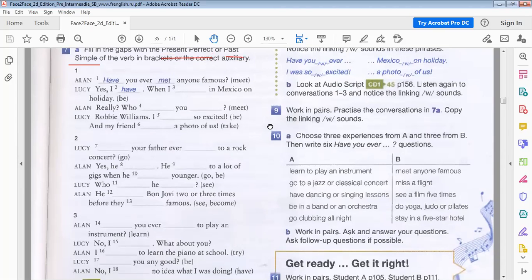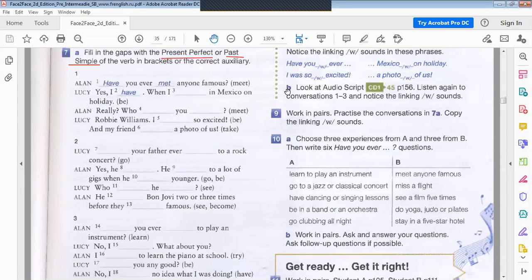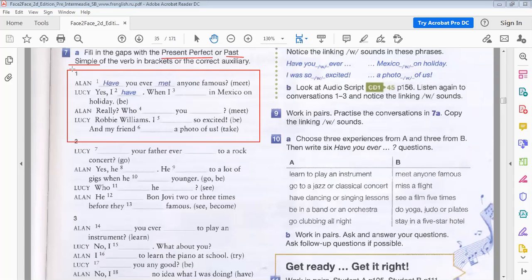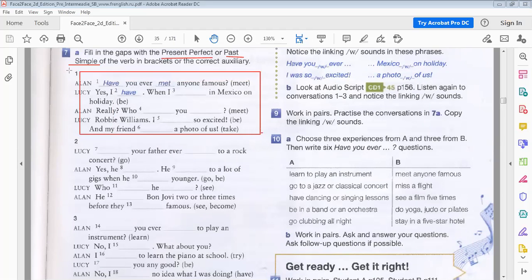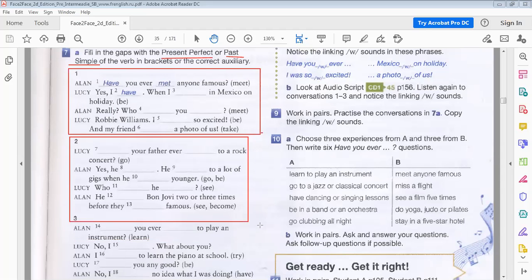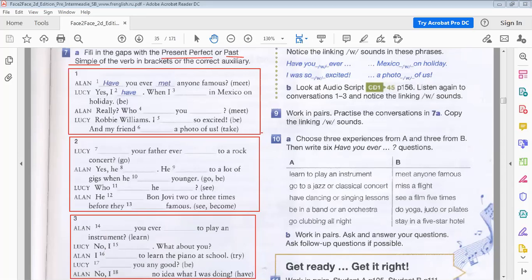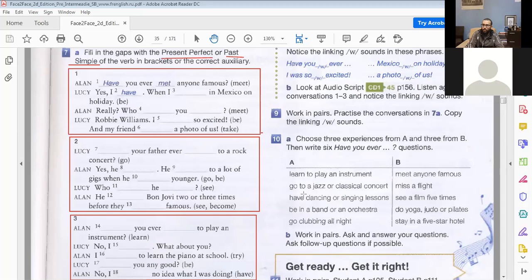All right? So let me show you the 3 conversations we have. So these are the 3 conversations. We have conversation number 1 with Alan and Lucy, and then Alan and Lucy in conversation number 2, and then Alan and Lucy in conversation number 3. So I want you to take some time first. خذوا شوية وقت. And when you finish number 1, 2, and 3, we can check them together, okay? So you can start. Remember, you have only 2 options. خيارين فقط عنا. Present perfect or past simple. That's it. Okay? So you can start.